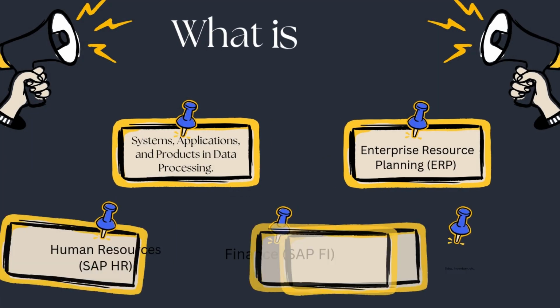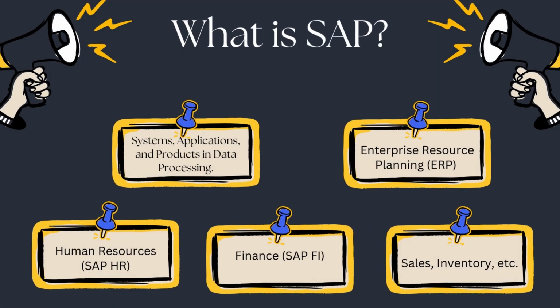Great. So, let's start with the basics. You might have heard the term SAP before. But what exactly is it? SAP stands for Systems, Applications and Products in Data Processing. It's an enterprise resource planning software used by businesses all around the world. It's basically a big system that helps companies manage their data, finances, human resources, sales, and so much more.